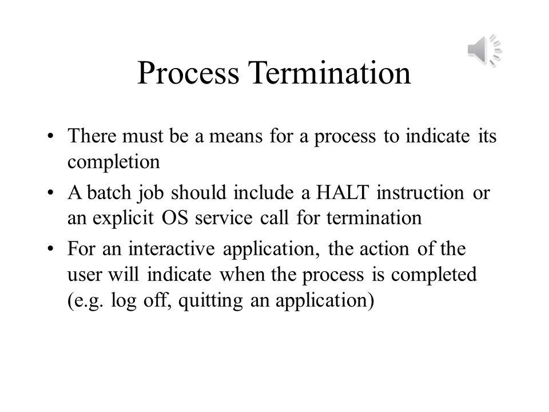A computer system must provide a means for a process to indicate its completion. A batch job should include a halt instruction or an explicit operating system service call for termination. In the former case, the halt instruction will generate an interrupt to alert the operating system that the process has completed. For an interactive application, the action of the user will indicate when the process is completed.